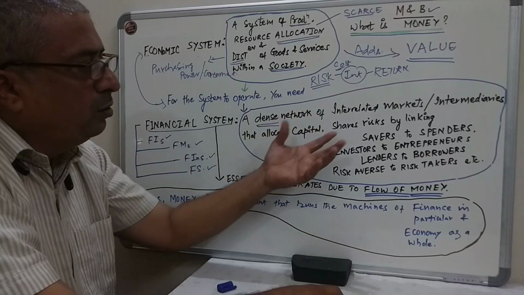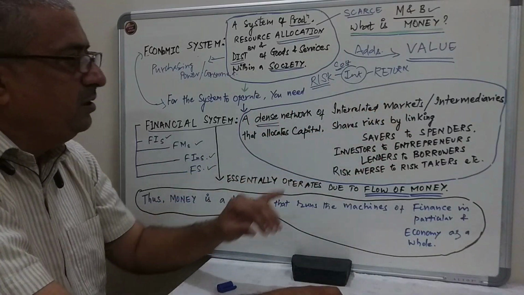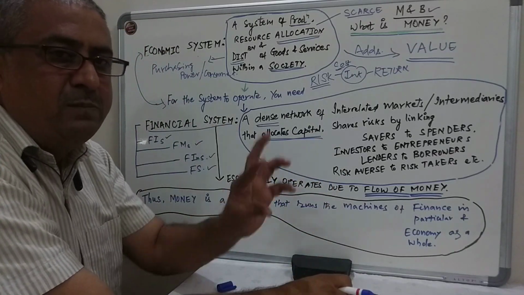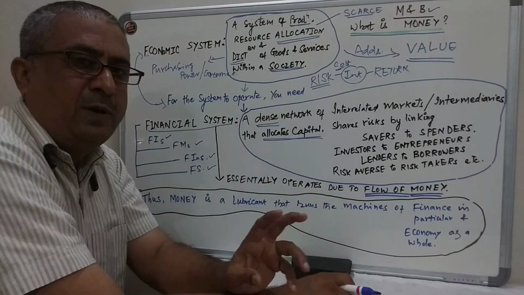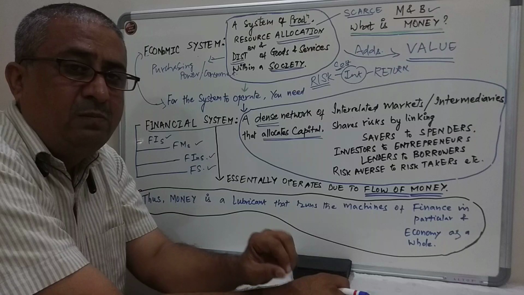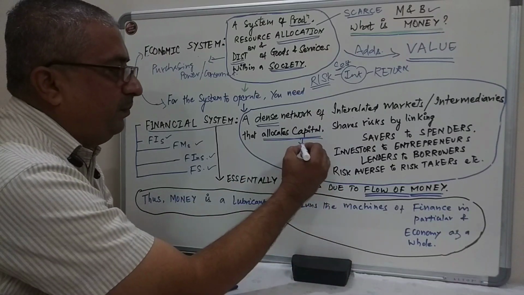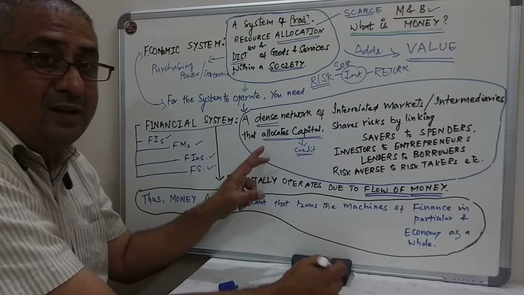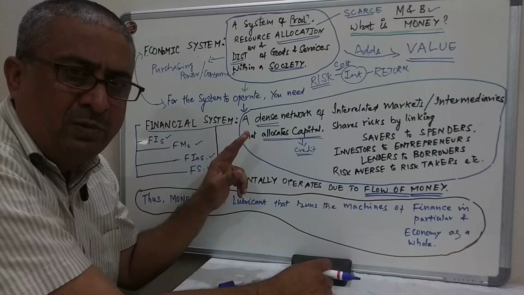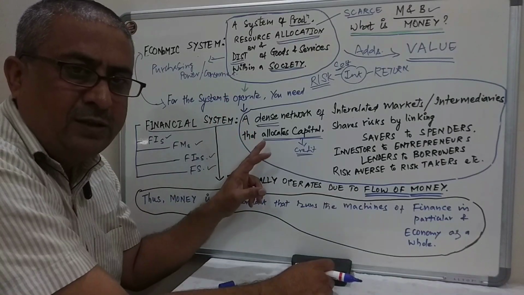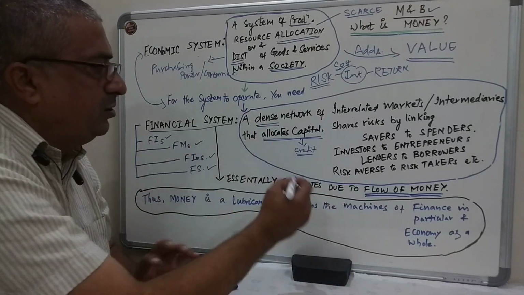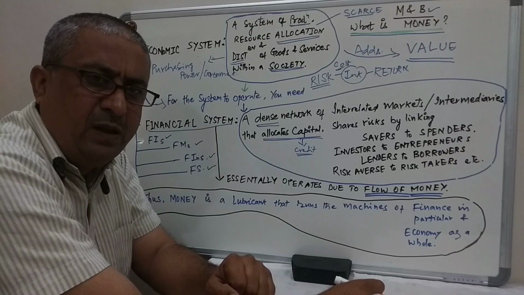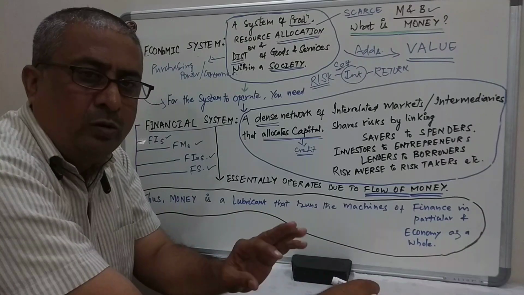It's a dense network of interrelated markets and intermediaries that allocates. Again, an important word: allocates. It doesn't simply give. Even banks, or financial institutions for that matter, don't randomly extend credit. Capital is extended in the form of credit. Financial students, always remember, no term in finance is used randomly. Here we are not saying gives or extends. Allocate. Now, what is the basis of allocation? Allocation is done on the basis of merit.